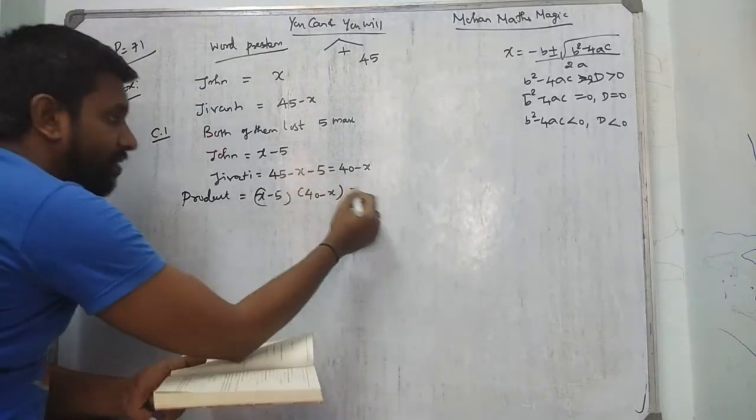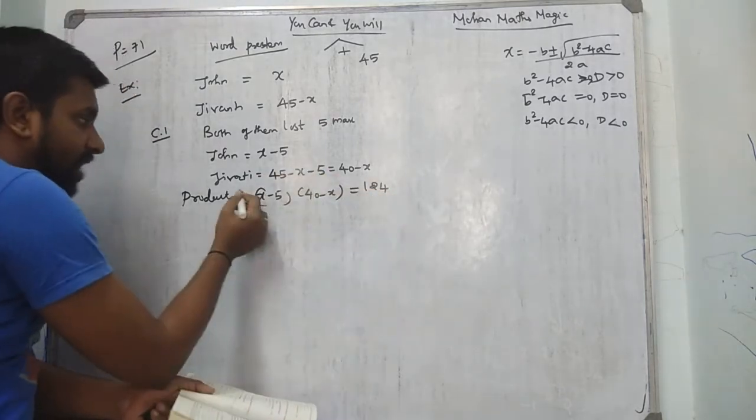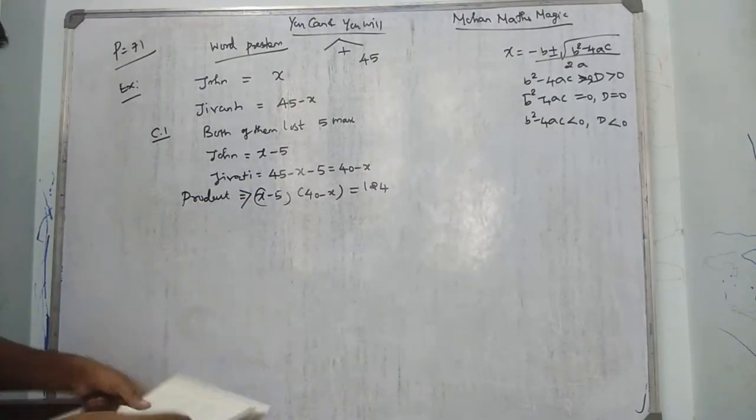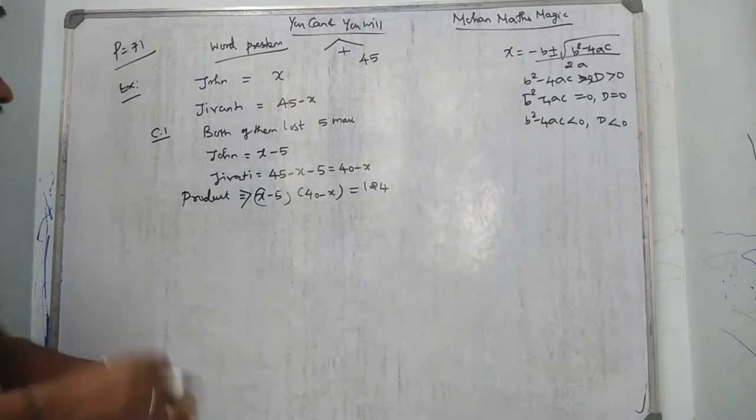They are having how many marbles now? 124 marbles after losing. Now multiply both sides. Now expand, finish it off. Now expanding.